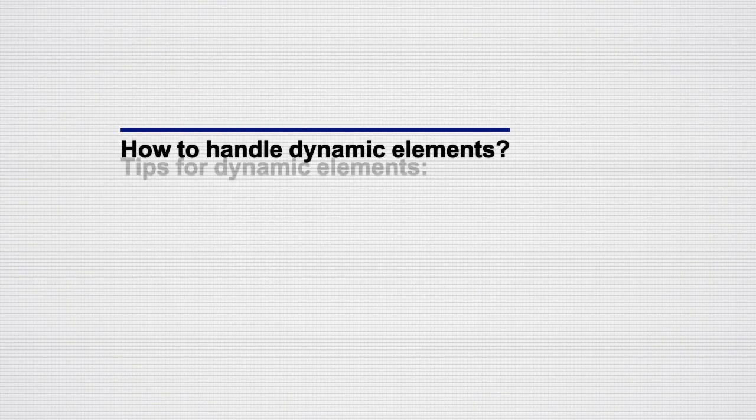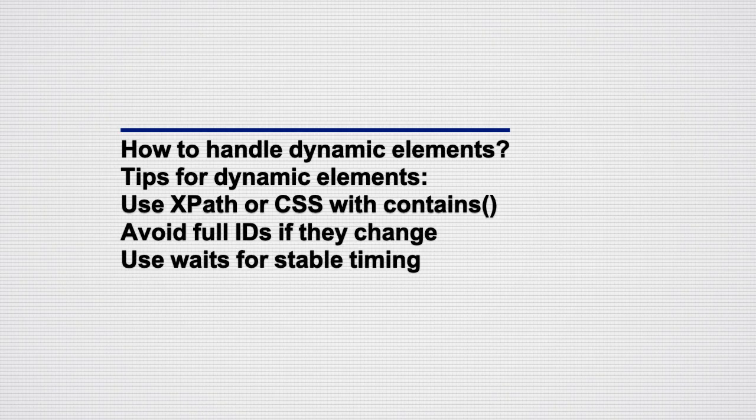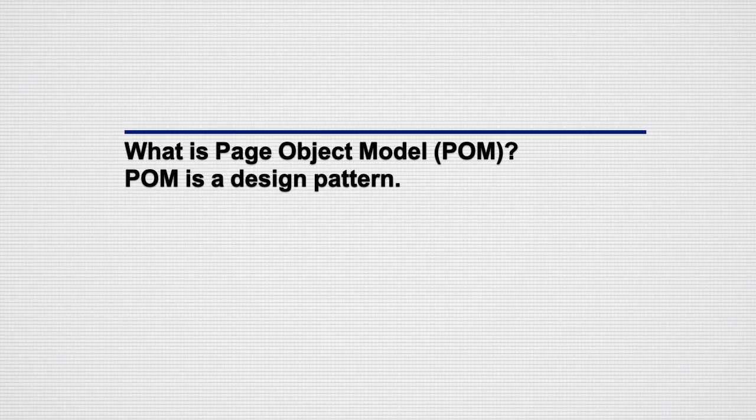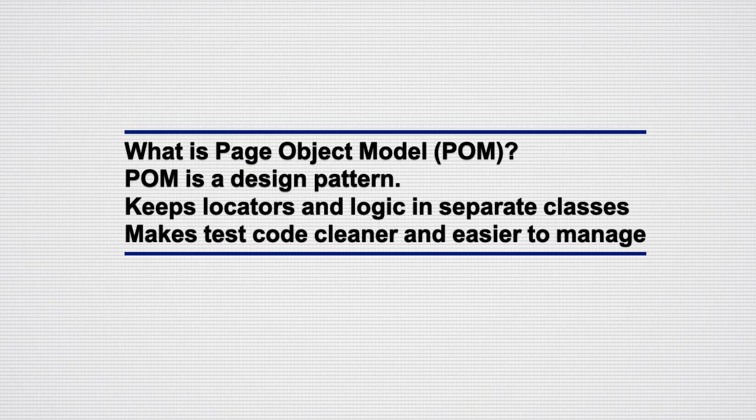How do you handle dynamic elements in Selenium? Use XPath or CSS selectors that can handle changes. You can also use contains, starts-with, or wait until the element is ready. What is Page Object Model, POM? POM is a way to write clean test code. You keep each web page's elements and actions in one class. This makes tests easy to read and update.